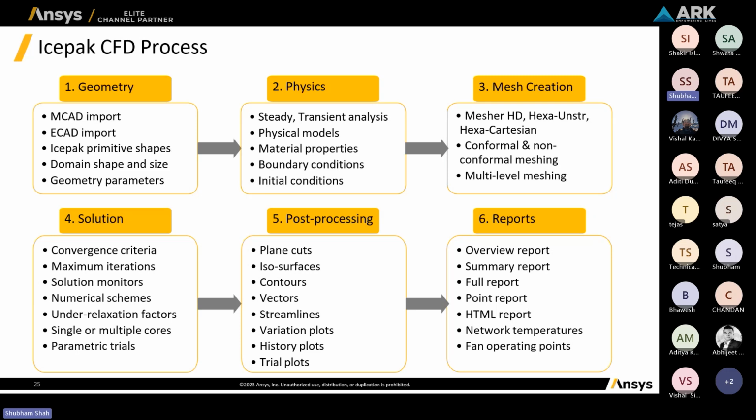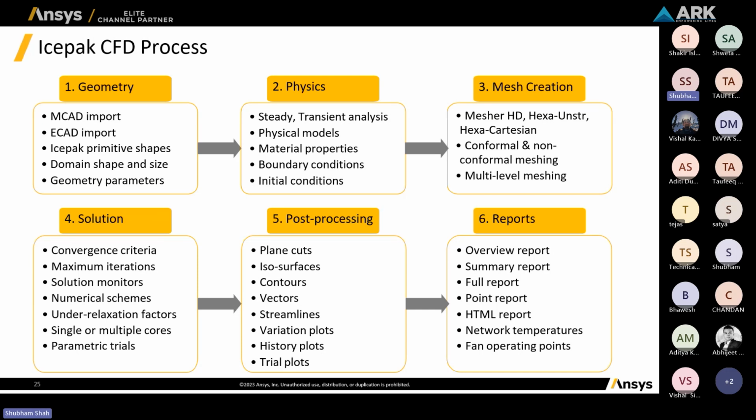Then we'll be giving the boundary conditions. When we talk about the boundary conditions, we'll be giving the inlet conditions, outlet conditions, or the heat sources for our MOSFETs, ICs, or heat sinks. Then we'll be giving the initial conditions. If the flow is natural convection, we'll be giving it as a pressure inlet. Different kinds of initial conditions are present, and we'll be giving those conditions.